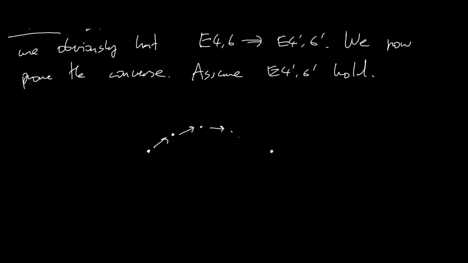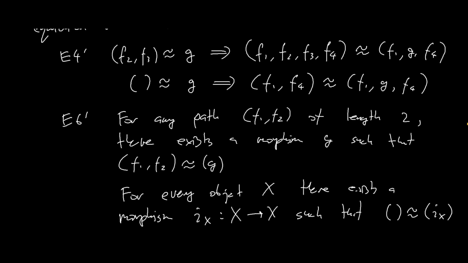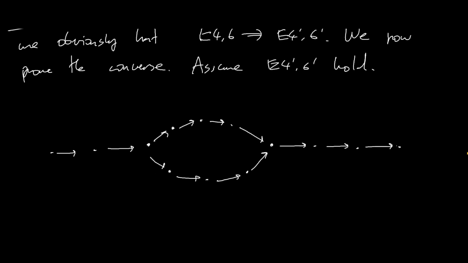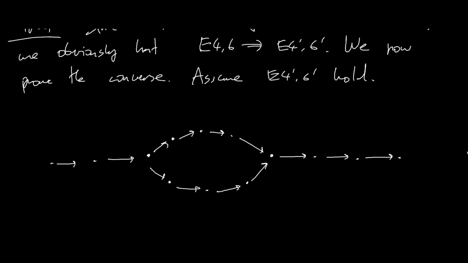Maybe. I have a certain path, and I know that these paths are equivalent to each other, and I want to get that the longer paths are also equivalent. So I guess this is long enough. And by E4 prime and E6 prime, I can only make conclusions when things are of length 2 or empty, right? So what do we do here?